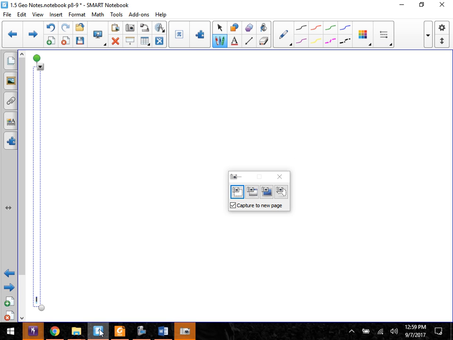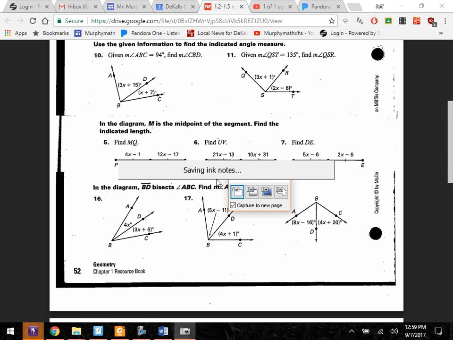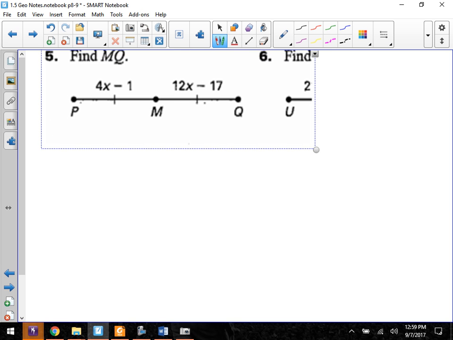I get a little bit ahead of it, even though this is a new laptop. It doesn't keep up with my brain. So we know that we have a midpoint. We know that that means that PM has to equal MQ. So what do I do algebraically then to write it out?